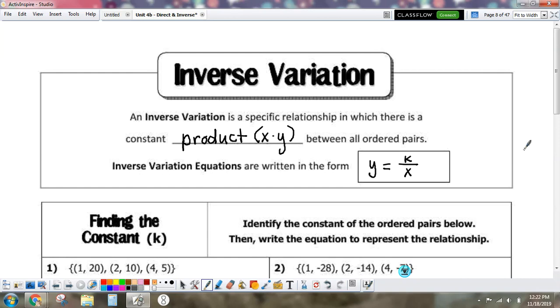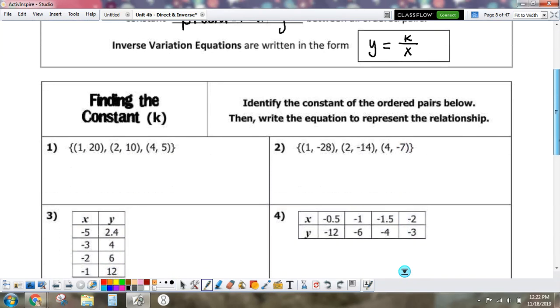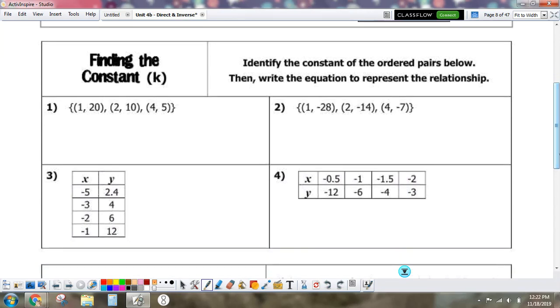Okay, so remember, direct variation is written as y equals kx, like our slope. Inverse variation is y equals k divided by x. So for our constant, we're going to use our product here to figure out what our constant is. So instead of having to divide like we did with direct variation, for inverse variation, we just have to multiply. So it doesn't matter what you multiply, as long as they all equal the same number.